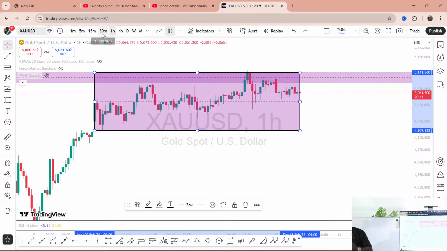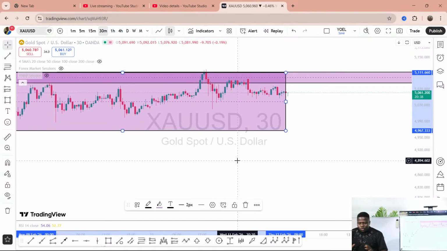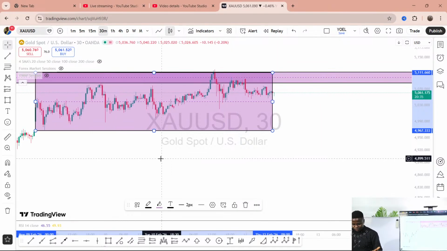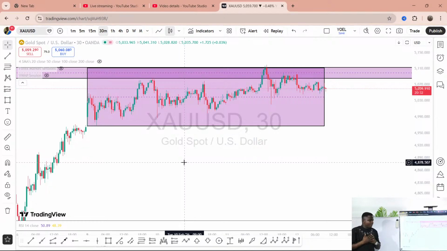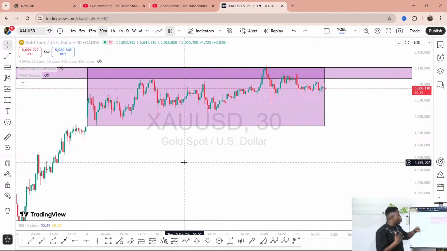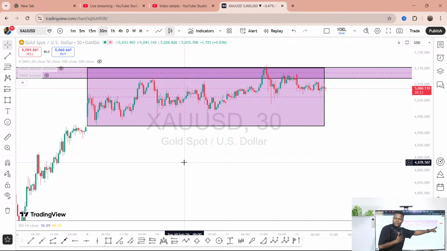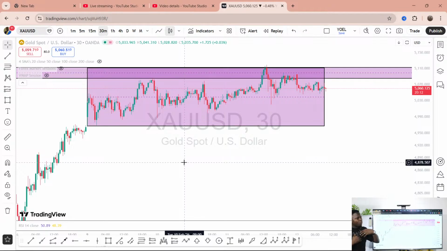Now on 30 minutes, you can now see that the sideways movement is even more obvious. So if I want to trade gold today now, my idea will be price to come lower. Price comes lower, then I buy back. Price breaks this region, then I look for buy. Price comes lower, I look for buy.